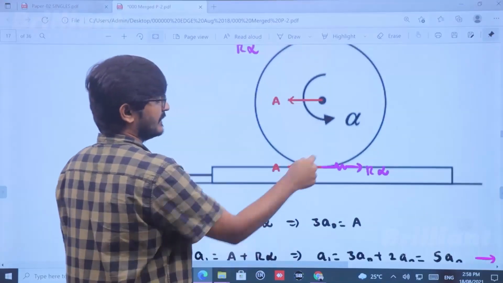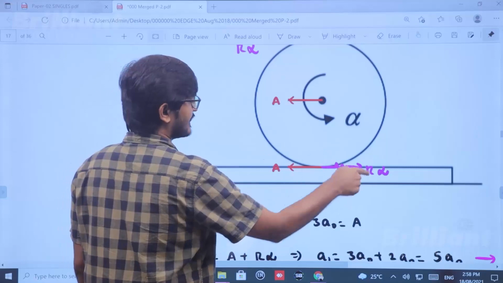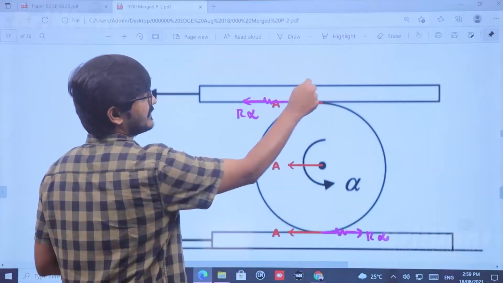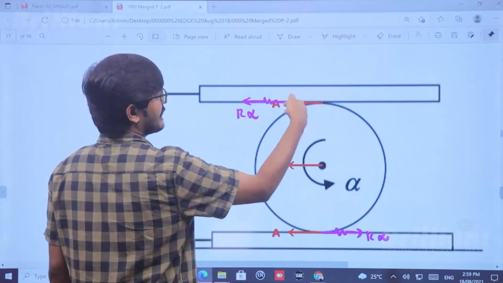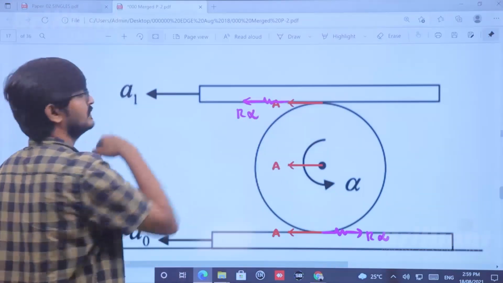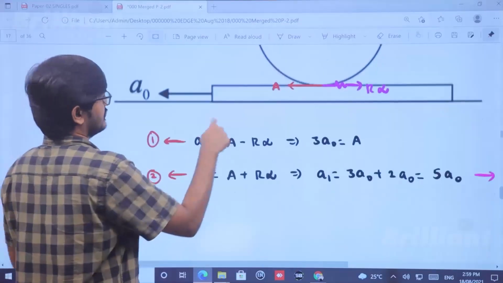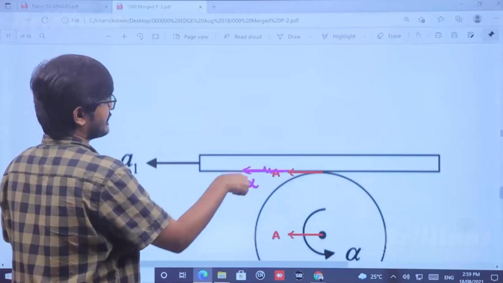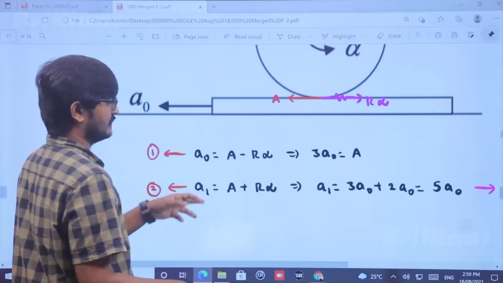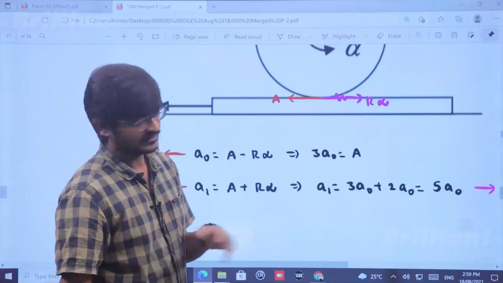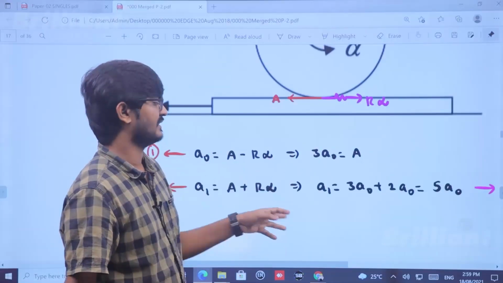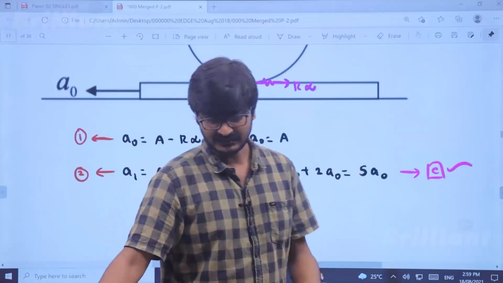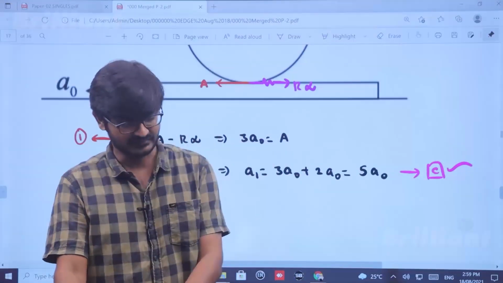Now if there is no slipping between this sphere and this plank, then A minus R alpha must be equal to small a naught. And if there is no slipping between this plank and this sphere, then capital A plus R alpha must be equal to small a1. Small a naught equal to capital A minus R alpha. Small a1 equal to capital A plus R alpha. Two equations, and they have given R alpha equal to 2a naught. You can substitute, you can find capital A. After that you can substitute, you can find small a1. Small a1 is 5 times a naught, so you need to find 5 plus 2, which is 7.